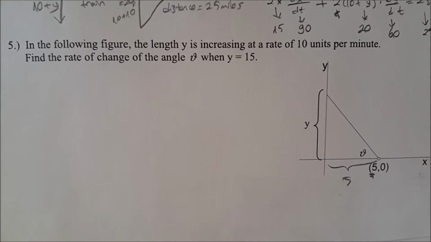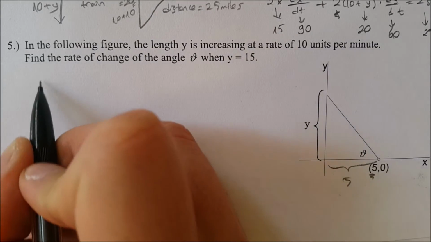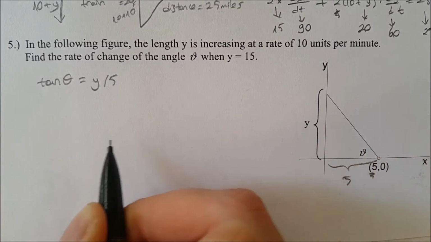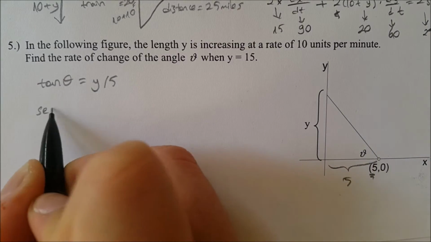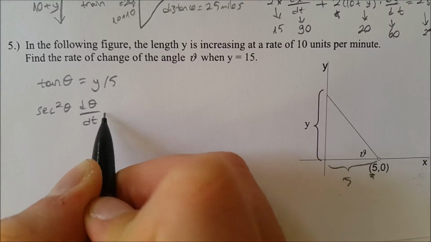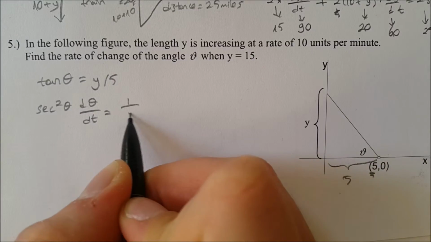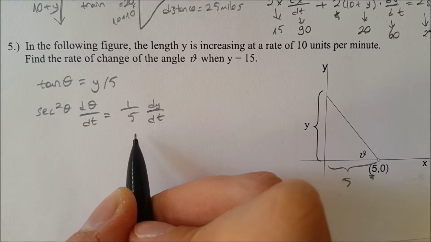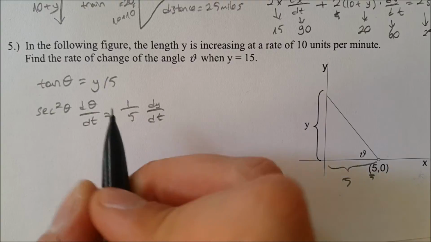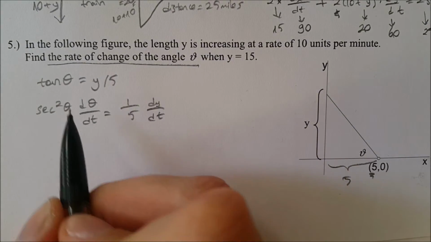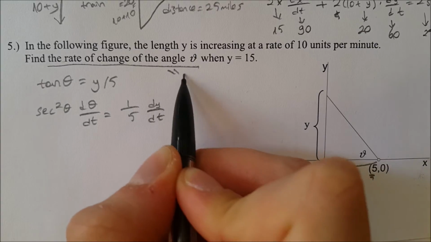In the last question of this worksheet, our related rates relationship is a trigonometric one. Now first we need to determine that the length of that side is 5, since the x coordinate is 5 at that point, which makes tangent theta equal to y over 5. So if we take the derivative of this, secant squared theta d theta over dt is equal to 1 over 5 dy over dt. Now we are asked to find the rate of change of the angle theta, which is d theta over dt.